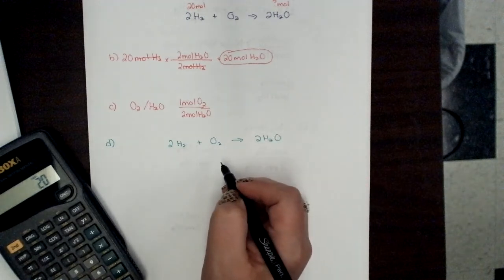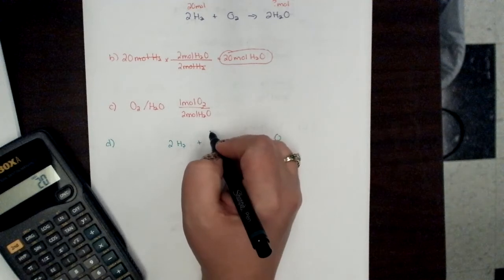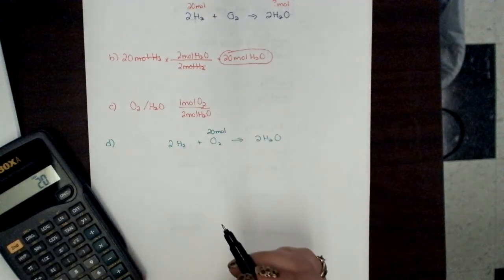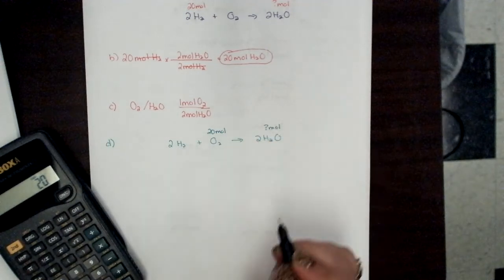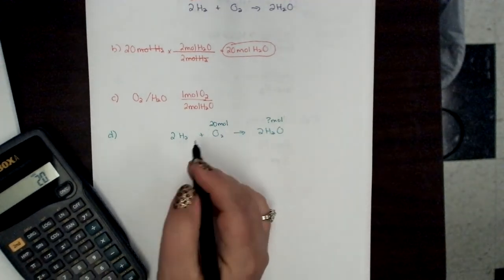So now it says, suppose you had 20 moles of O2. So I'm going to write that right here. And enough hydrogen. How many moles of water can you make? So once again, I'm going to start with my given.